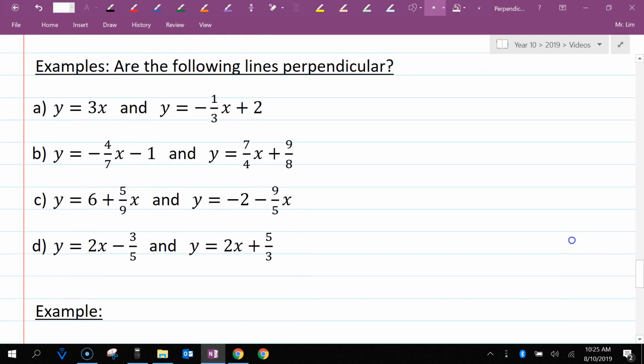So, are the following lines perpendicular? I'll get you to pause the video here, have a go yourselves, and then I'll go through these answers. Okay, so let's have a look at the gradient. This is 3, this is minus 1 over 3. If we put this as a fraction over 1, we can see that yes, they are perpendicular.